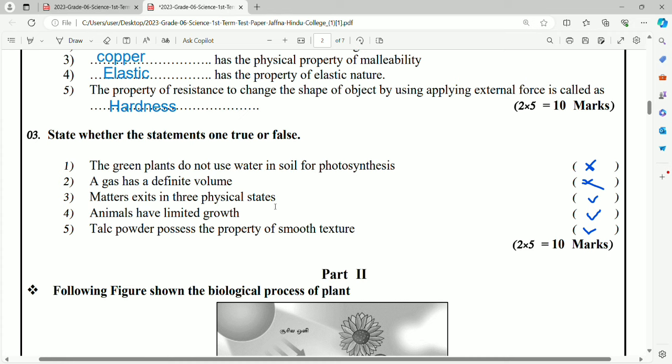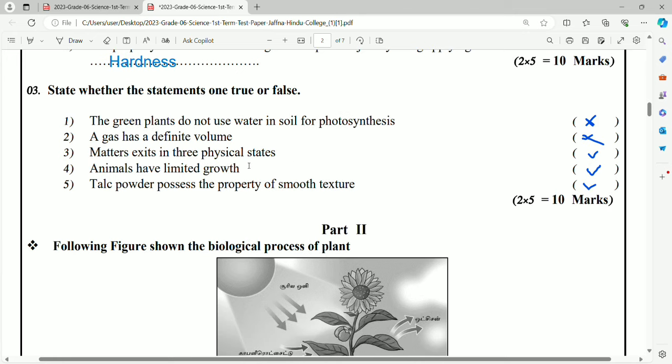Yes, all matter exists in three physical states: solid, gas, and liquid. These are the three physical states. You have to remember. So this statement is correct. Animals have limited growth. If we take the human, we know we never grow above 7 feet or above that. So our growth is limited.